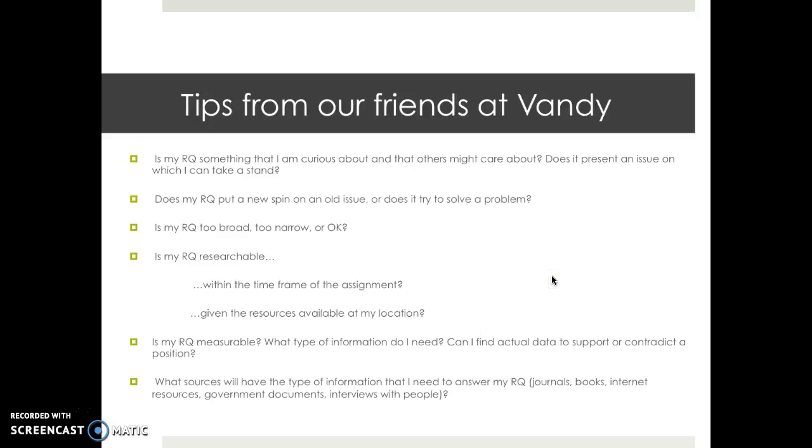So here are some tips from the Writing Center at Vanderbilt, and they wrote these for thesis and dissertation. So these tips aren't just for dissertation, but they're so valuable.